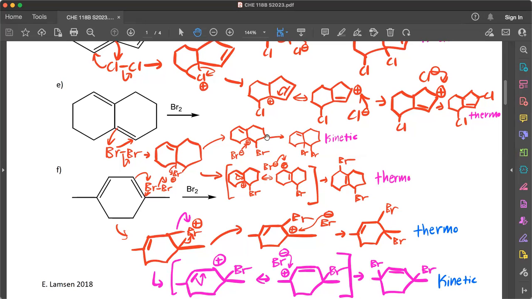And the kinetic product comes from the most stable carbocation intermediate. When we do resonance here, we form the tetrasubstituted alkene, which is our most stable alkene product, giving us our thermodynamic products here after the bromide ion attacks the secondary allylic carbocation.